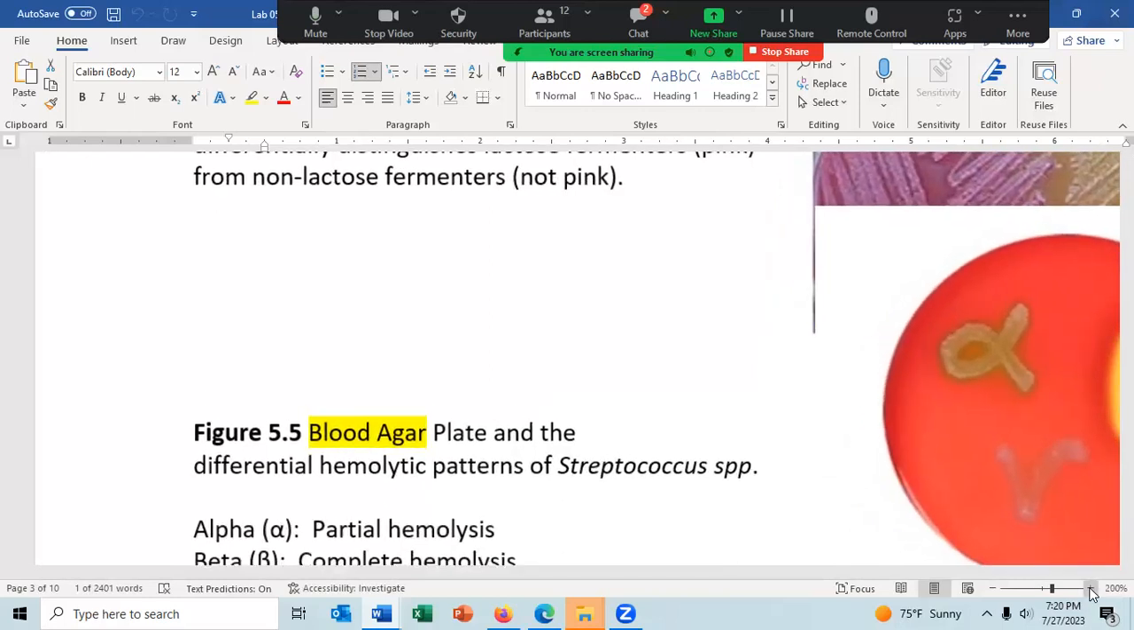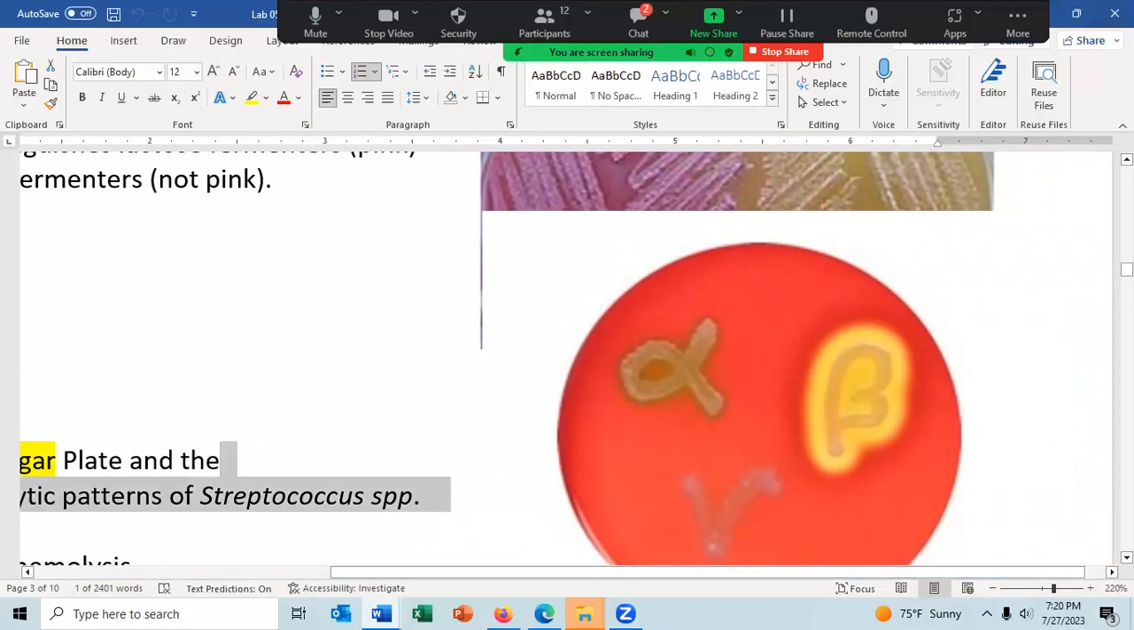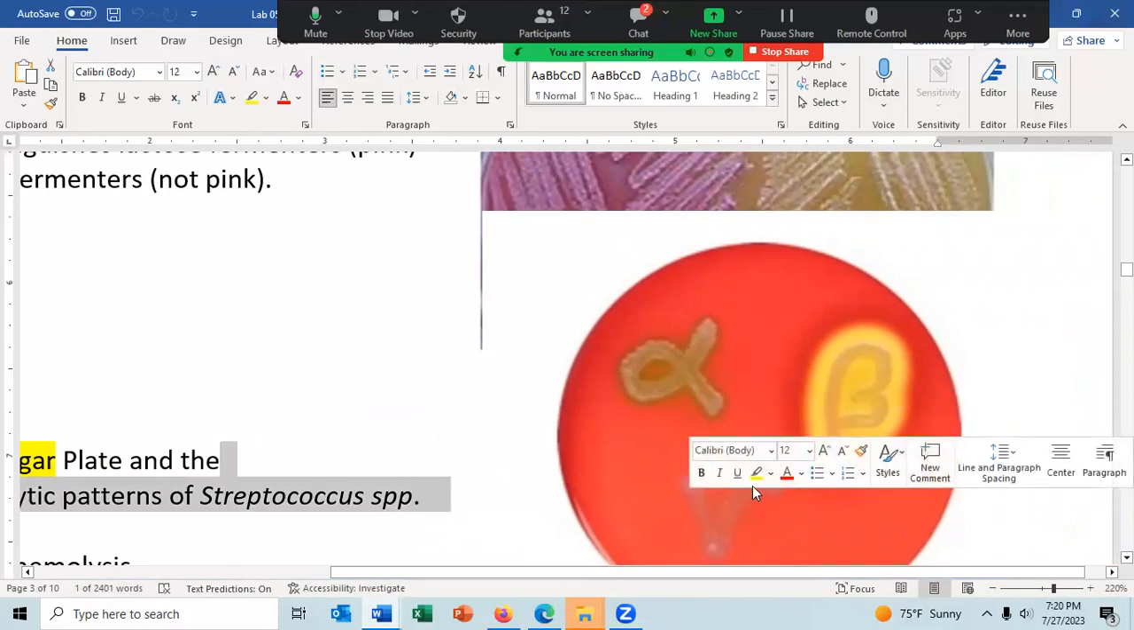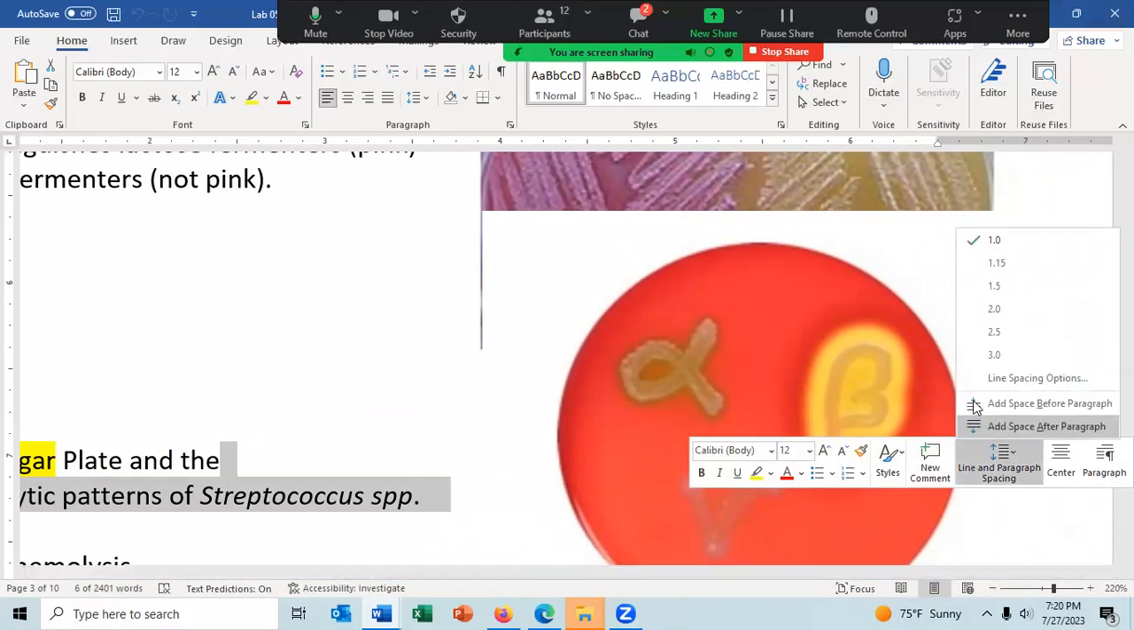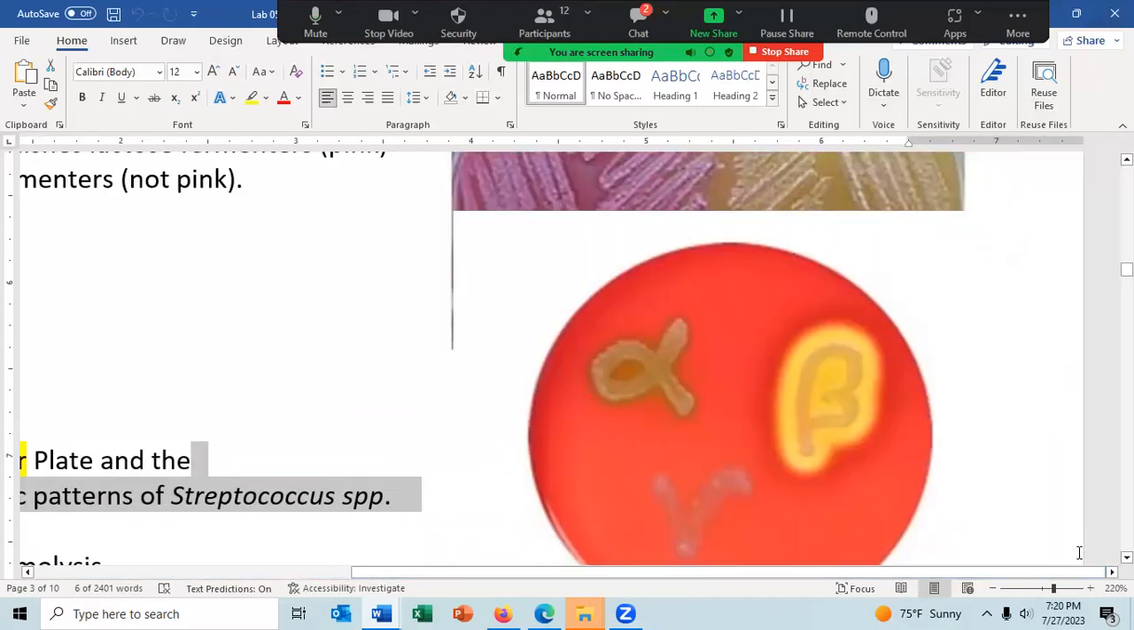Let me blow this up a little bit. Scroll over here. So this one is showing the first hemolytic activity. The bacteria is white, the blood agar is red, and the redness continues all the way up to the cells. This is gamma hemolysis, which is also called no hemolysis.